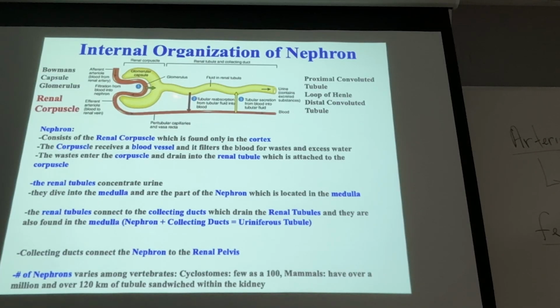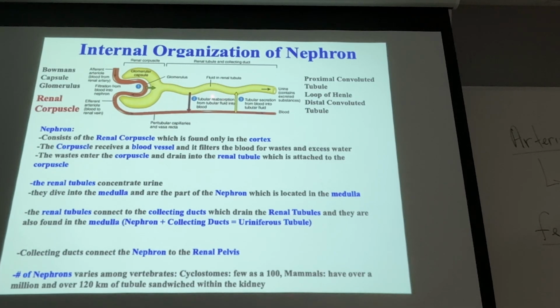You got to notice the functions here. Number one is filtration. The number one function of a nephron is filtration, to filter the blood for a certain group of molecules. That means that we filter it into the renal tubule. The renal tubule does two things.